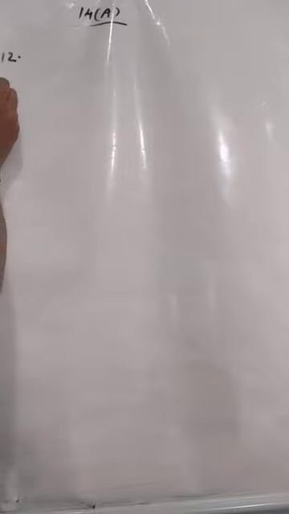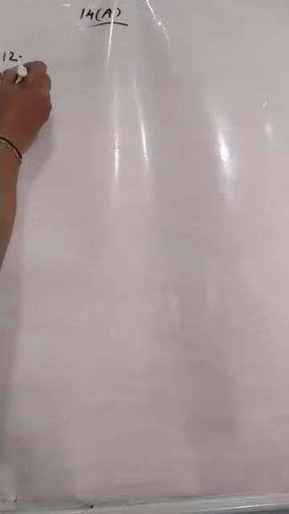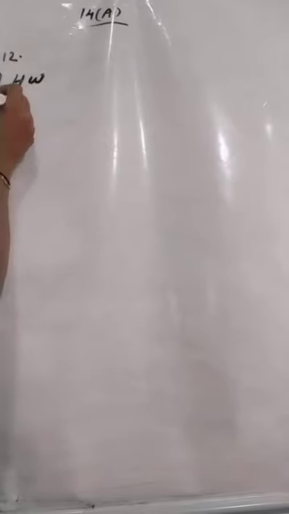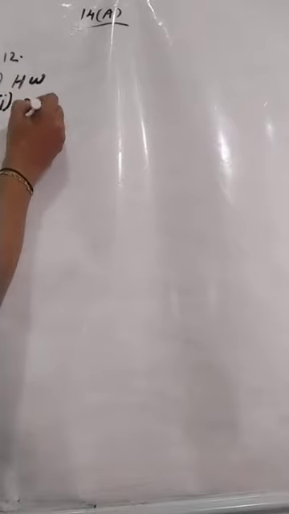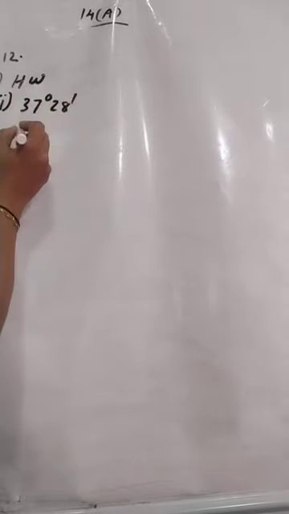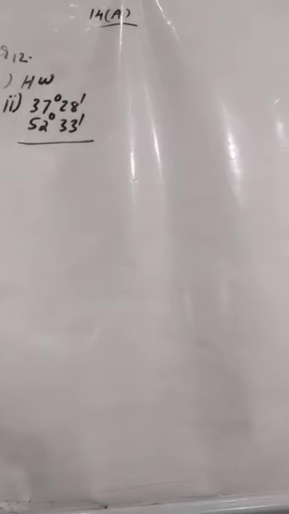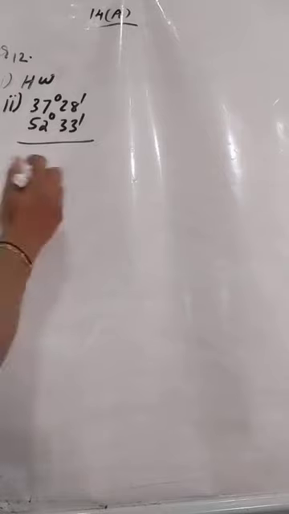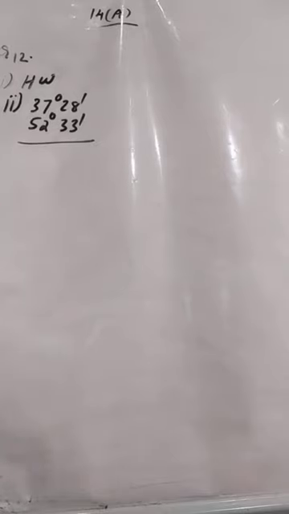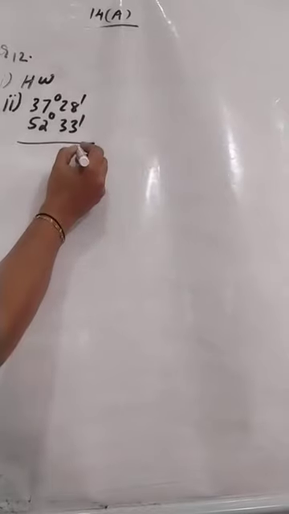Next is question number 12. Are the following pairs of angles complementary? First is homework. Second question. 37 degree 28 minutes and 52 degree 33 minutes. Are they complementary? That is the question. How can we find whether the angles are complementary or not? Yes, just add them. If the sum is 90 degree, we can say that yes, the following pairs of angles are complementary.